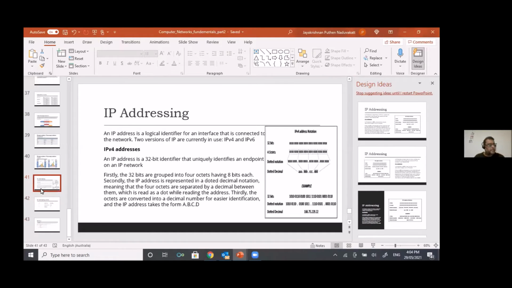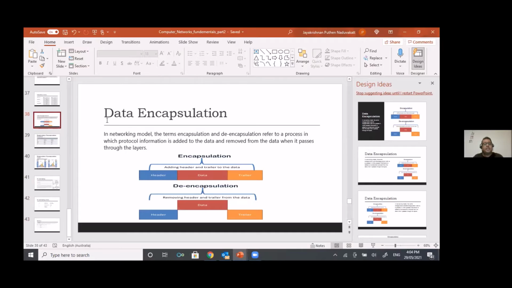So I had requested a couple of you guys to start looking at what is an IP address and all these things. Did anyone get a chance to look at it?